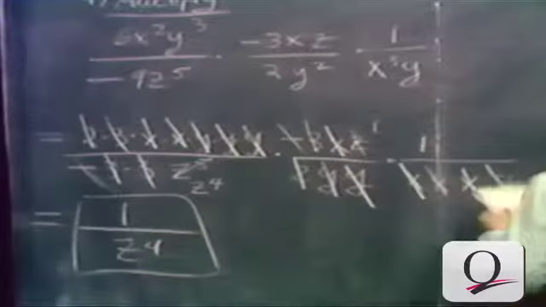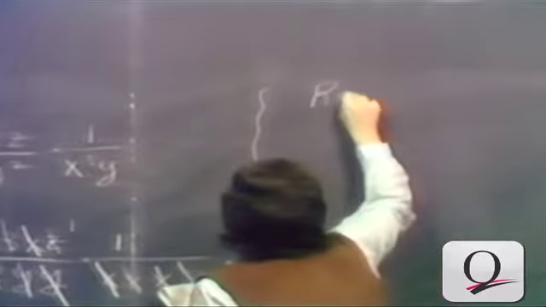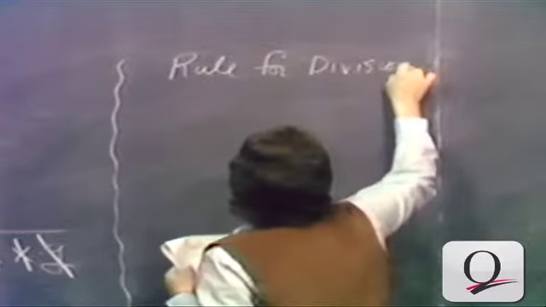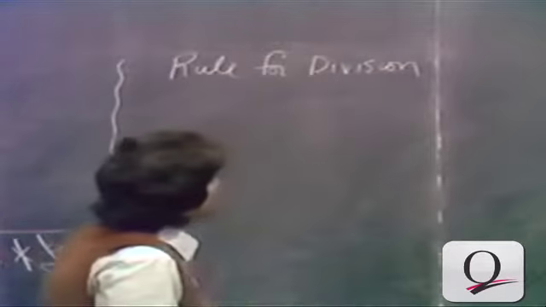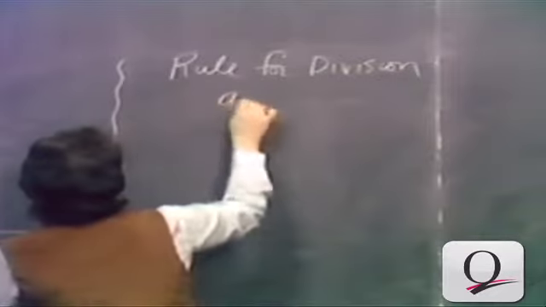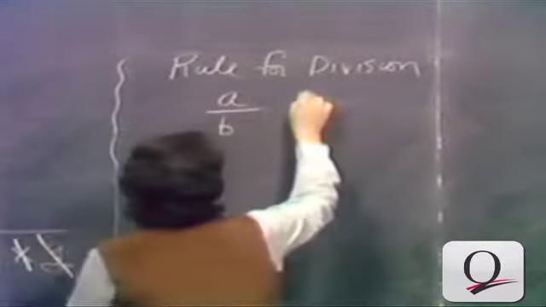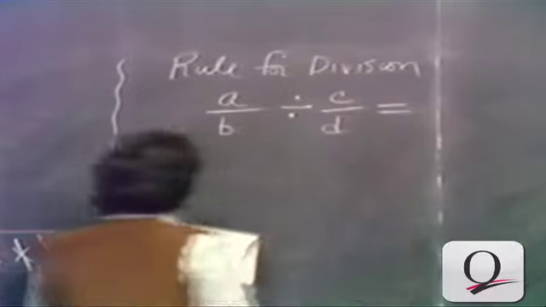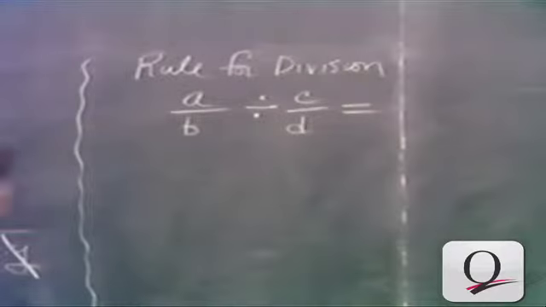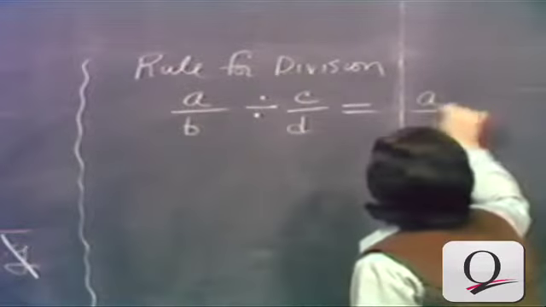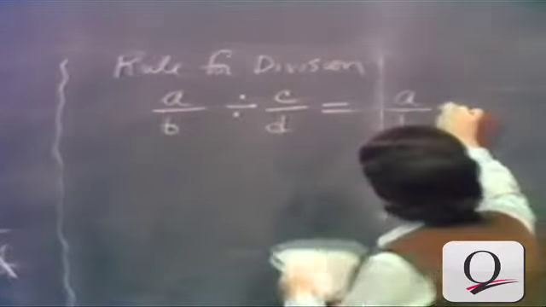Okay, now I'd like to give you the rule for division of fractions. It's the same rule for algebra that you had for arithmetic. When you have one fraction a over b and you want to divide by another fraction c over d, the rule is to invert and multiply. A over b divided by c over d means a over b times d over c.